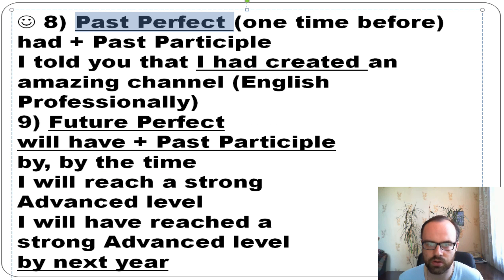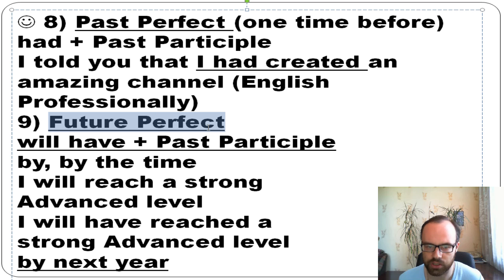This tense is more complicated, it's more difficult. So it's one time before. So had plus past participle. We form it this way. For example, I told you that I had created an amazing channel, English professionally. Have a look at this channel.